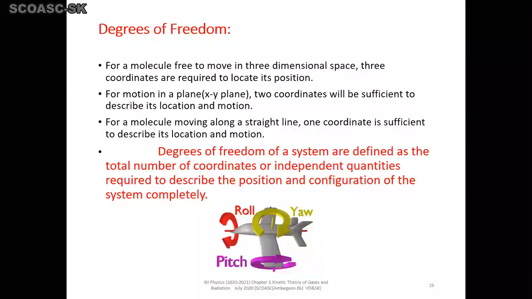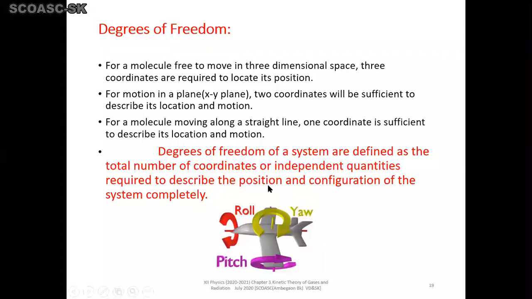So the degrees of freedom of a system are defined as the total number of coordinates or independent quantities required to describe the position and configuration of the system completely. If I want to describe the position and configuration, I'm going to talk about kinetic energies, right? The particles are moving, they are not stationary. So I'm going to talk about the energies.